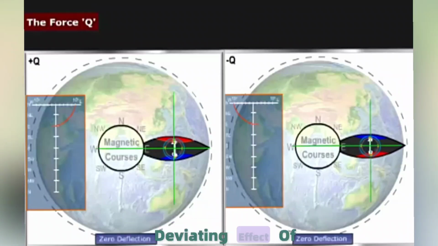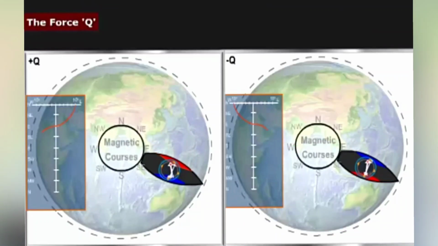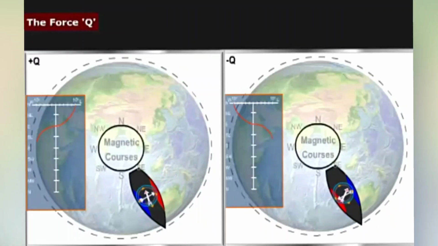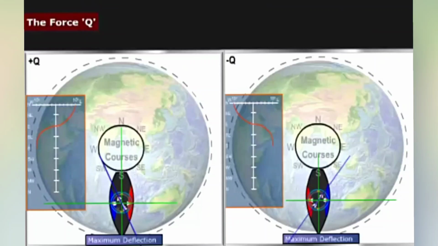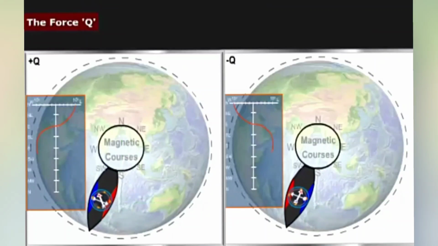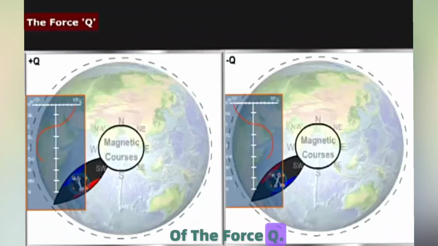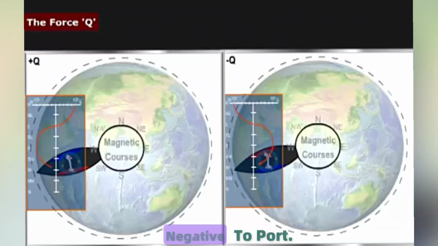Therefore, the deviating effect of the force Q varies with the vessel's course. The illustration describes the effect of the force Q. It is positive force if it is acting to starboard, and negative to port.